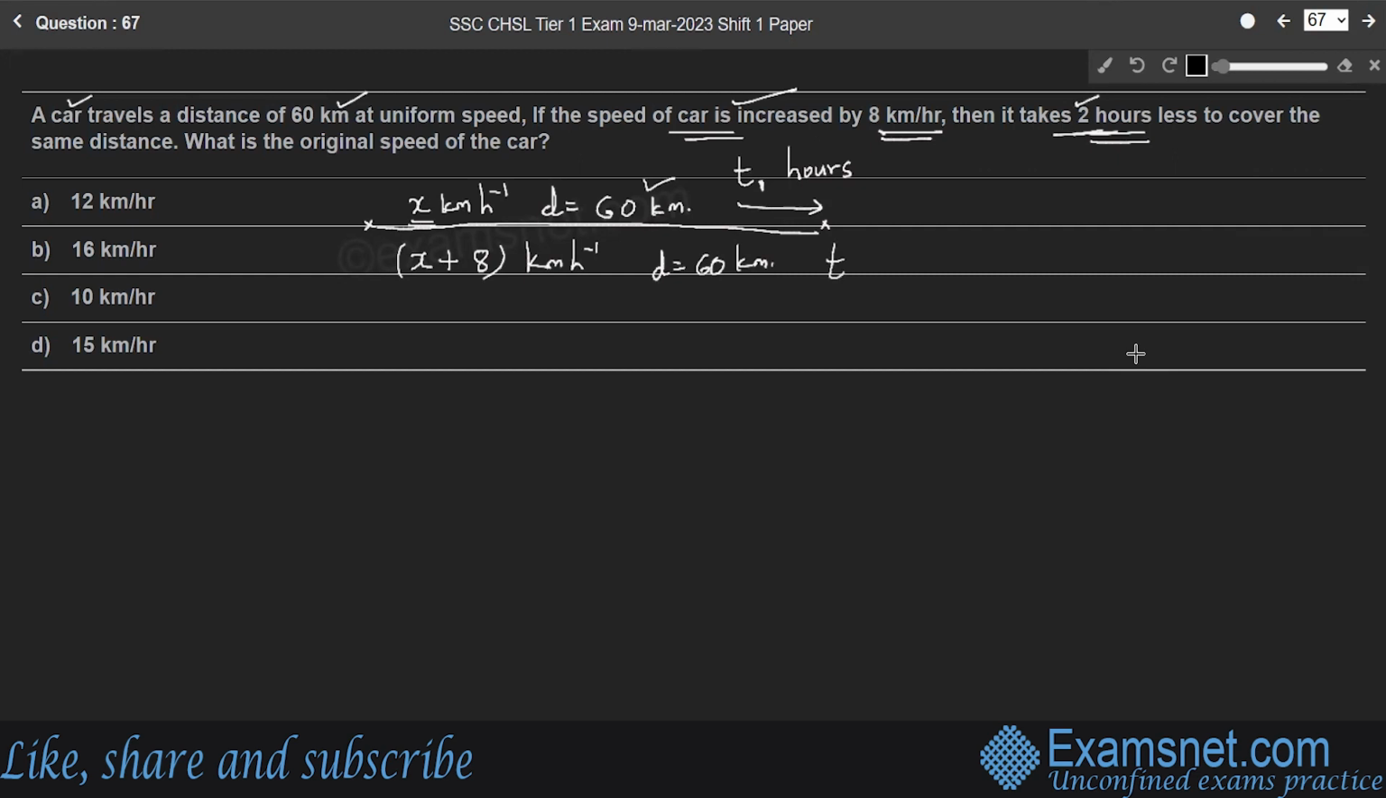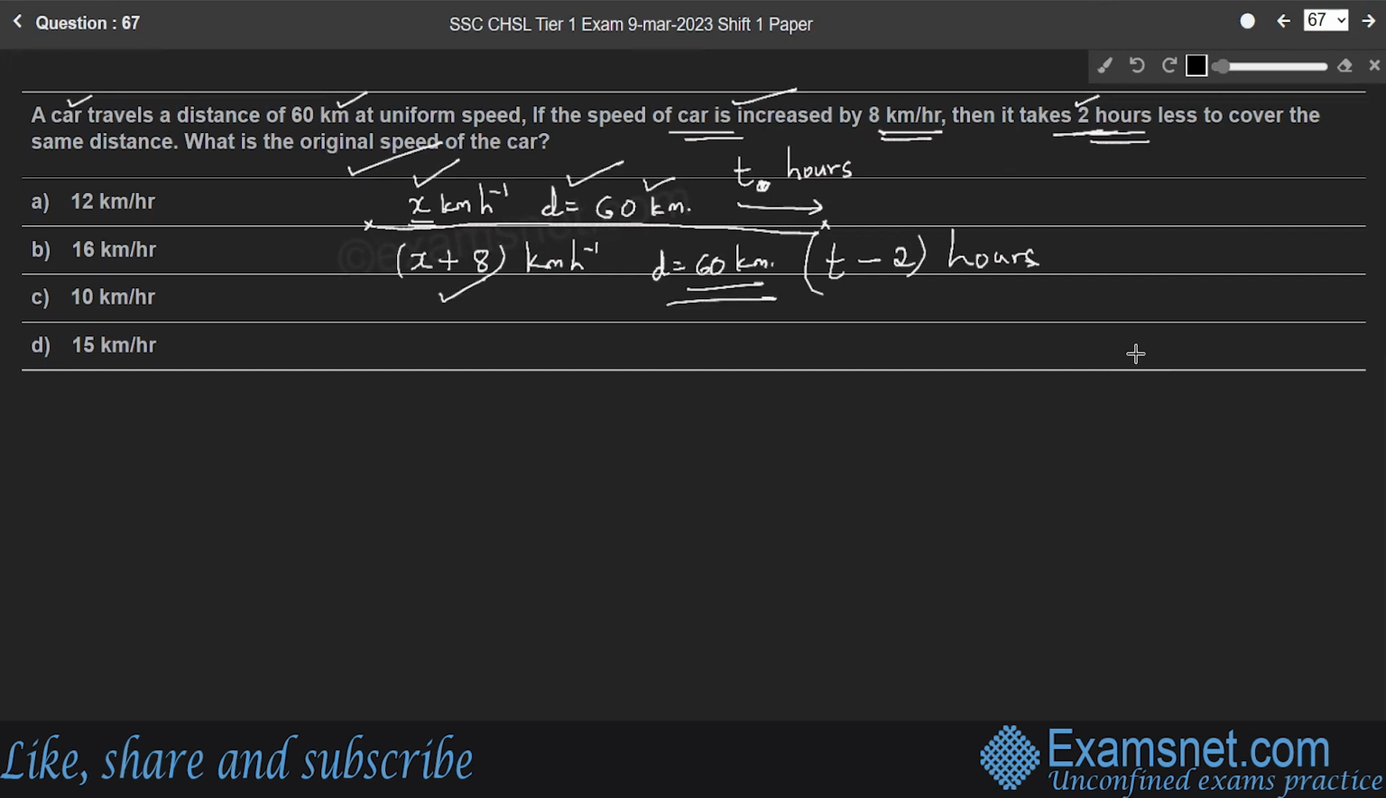So compared to original time T, in the second case, when the speed is x plus 8 kilometer per hour, time is T minus 2 hours, right? T minus 2 hours. Here we need to find original speed of the car, which is value of x. Right? So let us consider distance.